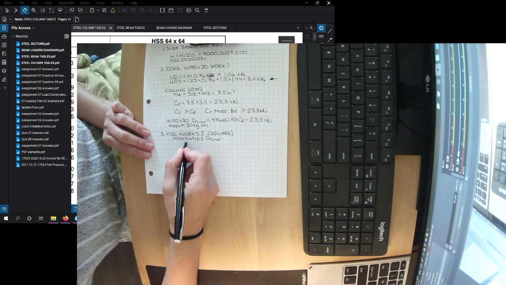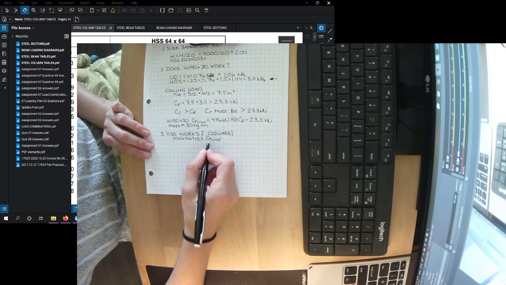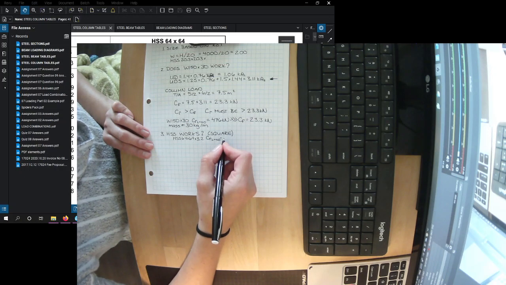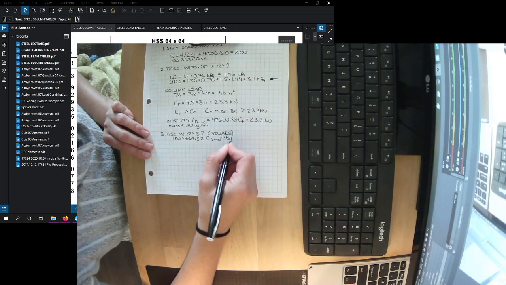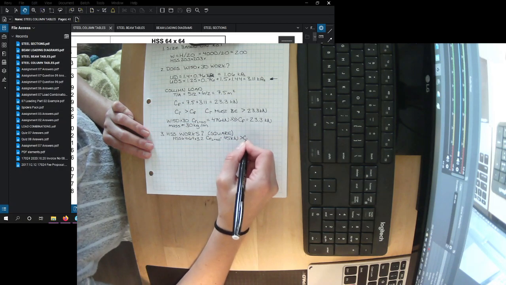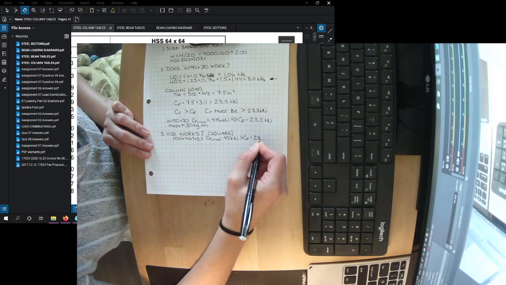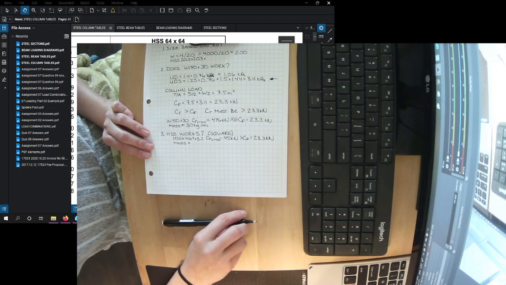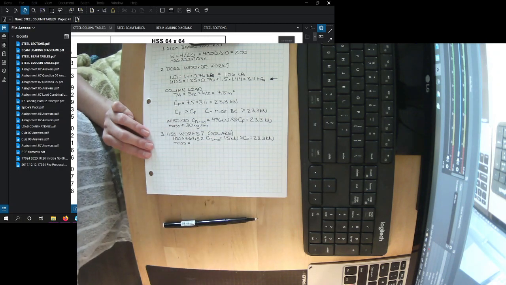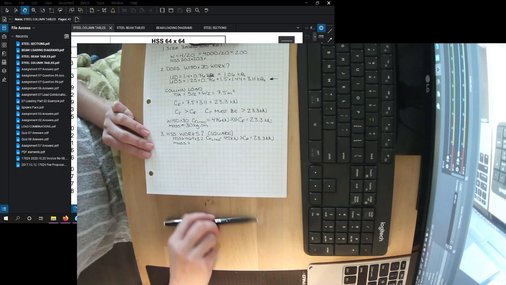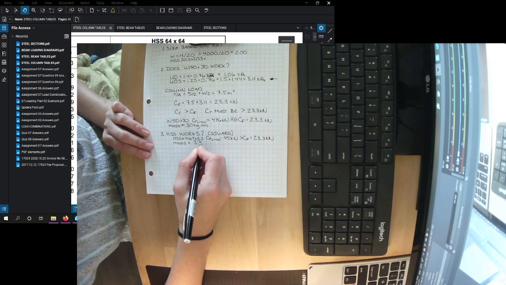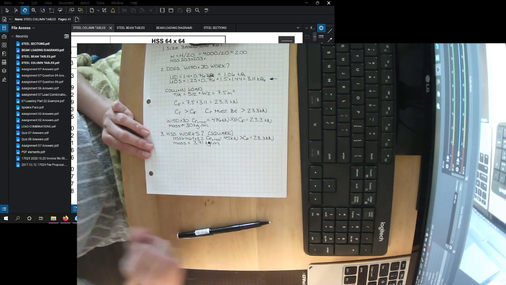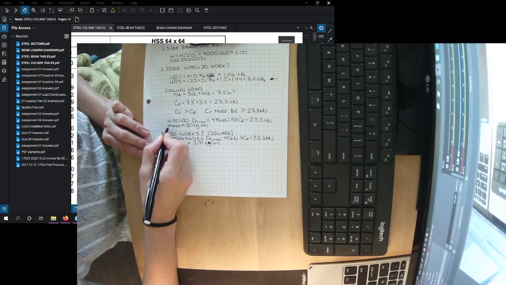Our HSS 64 by 64 by 3.2 has a CR of, what did we look up? We found that our CR was 45 kilonewtons. And that is bigger than our CF of 23.3 kilonewtons. Let's find out what the mass of that HSS is. If we look it up, we find that the mass of that HSS is 3.91 kilograms per meter. So about a tenth of our W section.